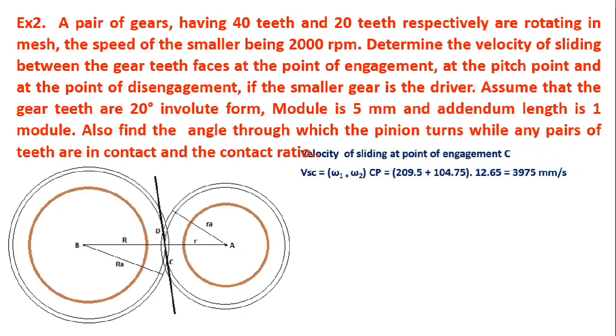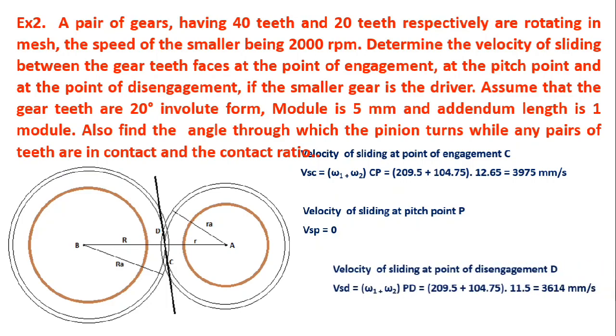So velocity of sliding at point of engagement C can be given as the sum of the velocities of gear and pinion into the path of approach. Simplifying that, we get 3975 mm per second. Now here we need to note that since the velocity of sliding is proportional to the distance of the contact point from pitch point, therefore the velocity of sliding at the pitch point will be 0. So we can take the velocity of sliding at pitch point, VSP, as equal to 0.